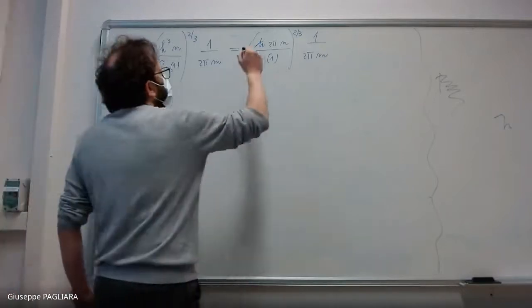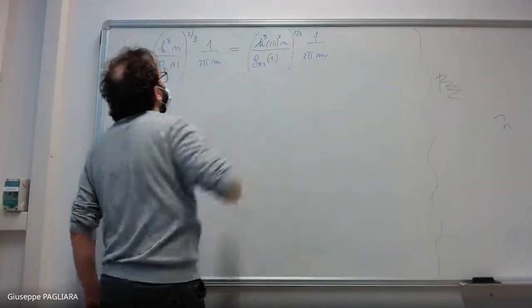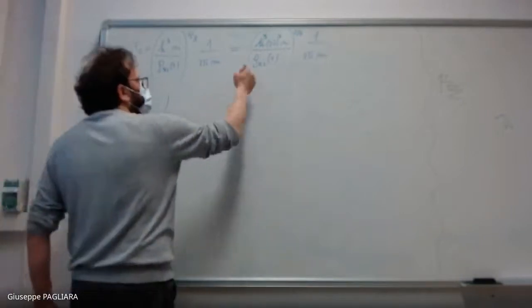Of course, there is a power of three. So I have a 2 pi cubed, 2 pi squared, so there should be a 2 pi in the numerator. And then, yeah, the mass. Now, let me work in natural units.